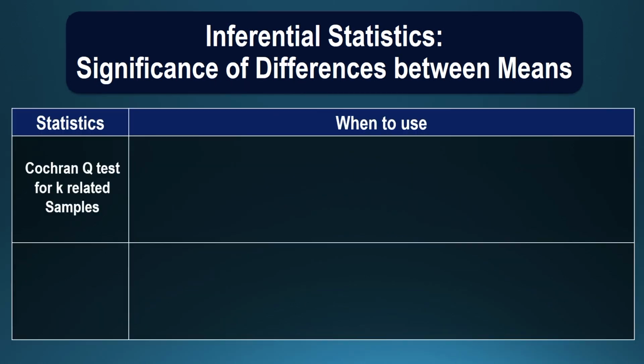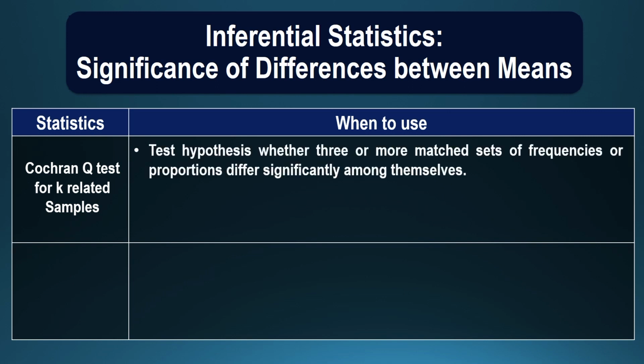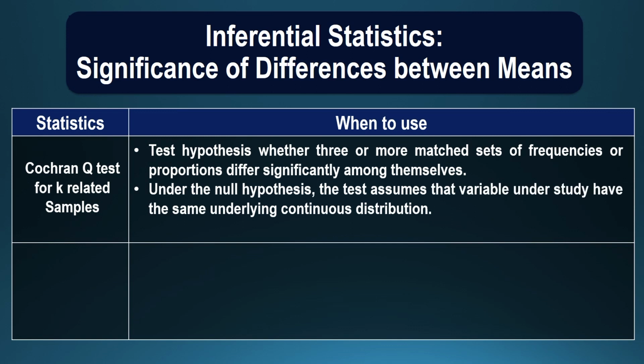Cochran Q-test for K-related samples can be used to test the hypothesis whether three or more matched sets of frequencies or proportions differ significantly among themselves. And under the null hypothesis, the test assumes that variables under study have the same underlying continuous distribution, and it requires ordinal measurement of the variables.